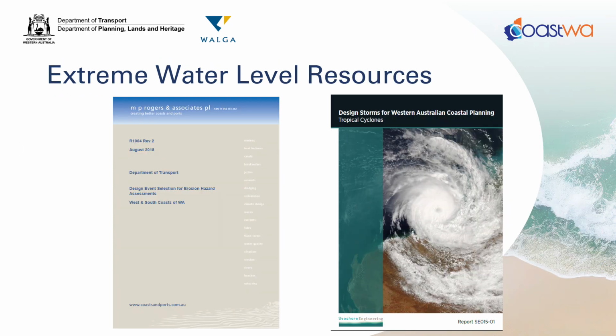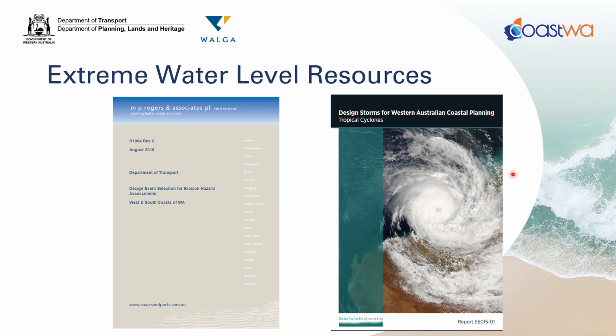The other thing that we do have in Western Australia is some pretty good resources in terms of extreme water levels. There are 2 different resources that the Department of Transport have helped to procure. The first one shown on the left is basically a design event selection for coastal erosion hazard assessments, which also includes assessment of peak instantaneous water levels or extreme water levels and wave heights. That covers the west and south coasts of Western Australia, up to Geraldton and then all the way down south past Esperance. The one on the right is for design cyclone events, so it gives guidance on the potential inundation levels associated with cyclones at each of the key town sites along the coastline, and it provides a few different ARIs, so average recurrence interval events that you can consider there.